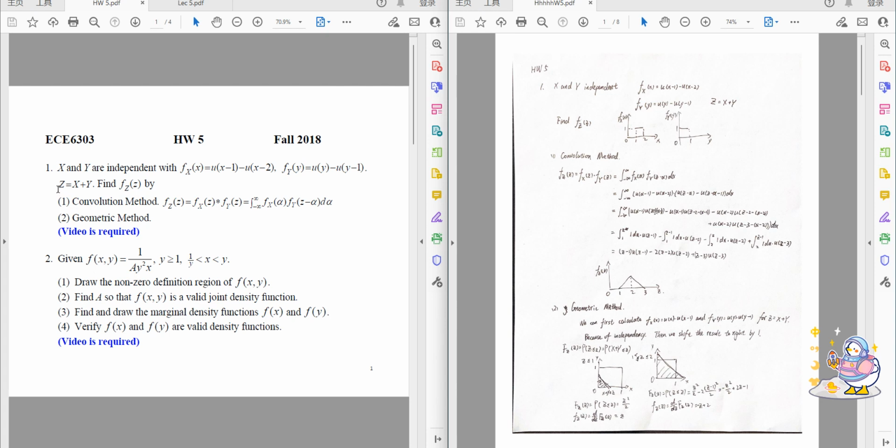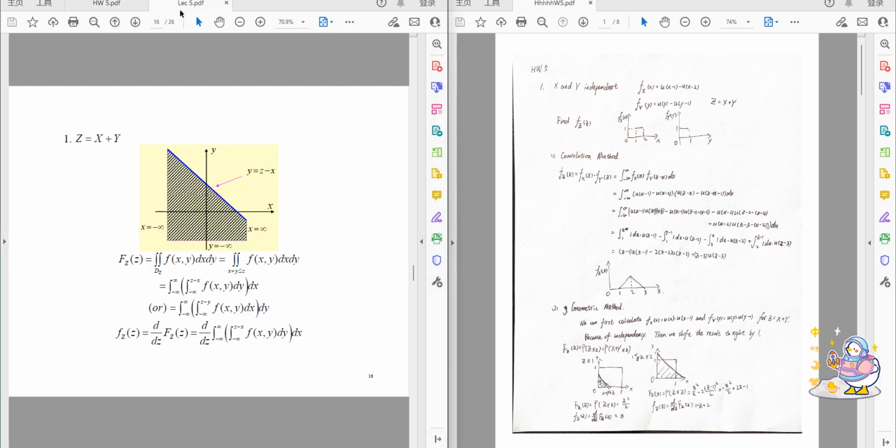Now, we assume that random variable z is equal to x plus y, and we're asked to find the PDF of z. So the first method is the convolution method, and the formula is given in the question description. Actually, this is taught in the lecture in the class.